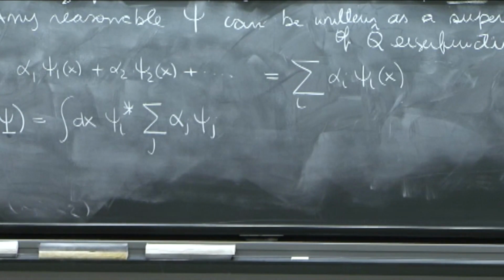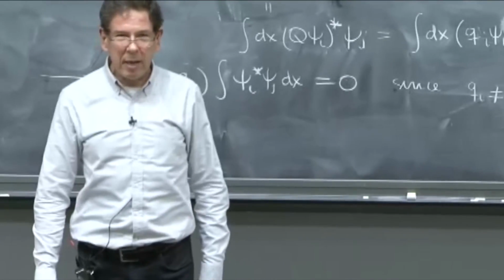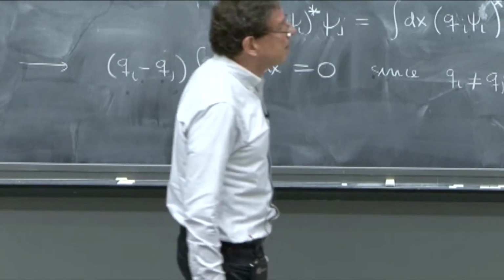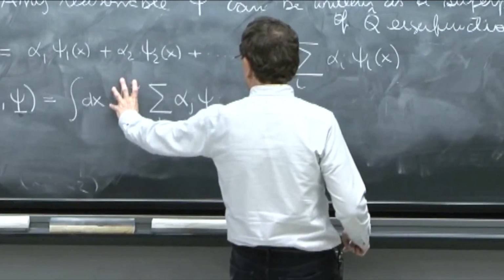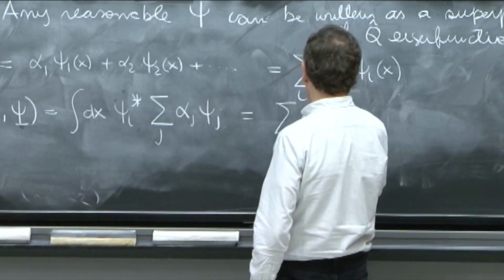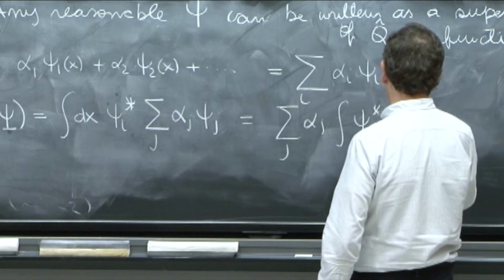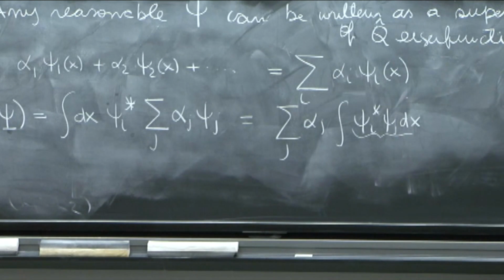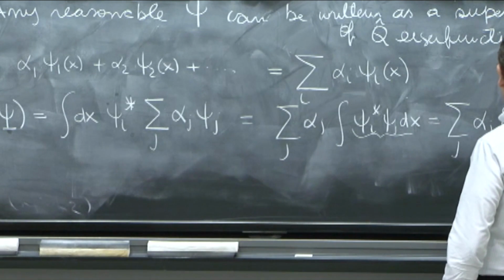You can use any letter. I used i for the sum, but since I put a psi i, it would make a great confusion if I used another i, so I should use a j there. And what is this? You're integrating the product of this times a sum, so the sum can go out: the sum over j, alpha j, integral of psi i star psi j dx. And what is this? Delta ij. That is our nice orthonormality. So this is the sum over j of alpha j delta ij.